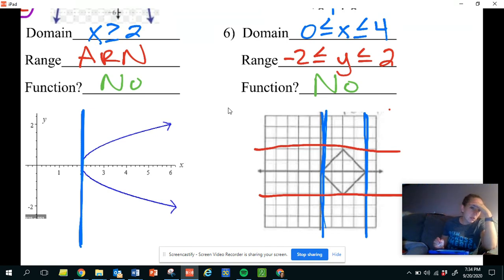So domain and range, remember you're describing what all the possible x's or y's are from a graph. It is a tricky concept, but once you get the hang of it, it's really not that bad. So it really just takes practice. So make sure you're doing the homework and watching the videos and coming to the live meets where we're doing problems together.